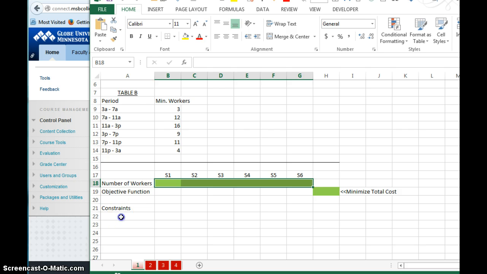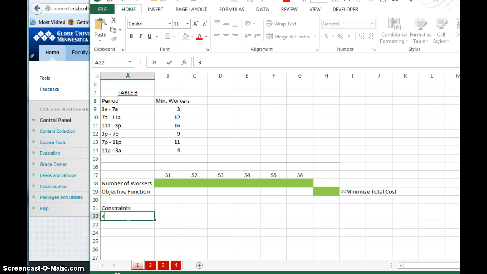My constraints are given here. For each particular start time, we need a minimum number of workers. So we're going to put constraints here, for example, 3A to 7A. And then just like we've done before, we're going to put a 1 here, because again each person represents a 1.